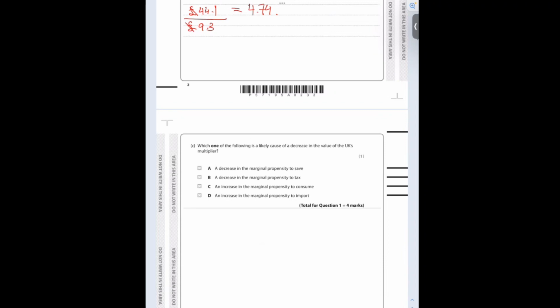Which one of the following is a likely cause of a decrease in the value of the UK's multiplier? Okay, so we're thinking about anything that's going to decrease the marginal propensity to consume or increase the withdrawals from the circular flow of income. So a decrease in the marginal propensity to tax will increase the multiplier. A decrease in the marginal propensity to tax again will increase the multiplier, making MPW smaller. An increase in the marginal propensity to consume, MPC, is again going to increase the size of the multiplier, 1 over 1 minus MPC.